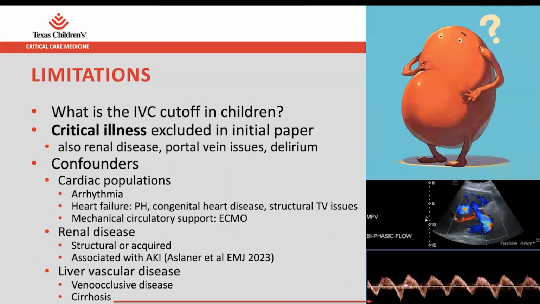That's going to throw off some of the measurements. Patients with heart failure, specifically right-sided heart failure, PH, structural congenital heart disease, or structural tricuspid valve issues would, by implication, throw off the interpretability of the hepatic vein tracing. The thing is that heart failure in itself is associated in many cases with fluid overload.